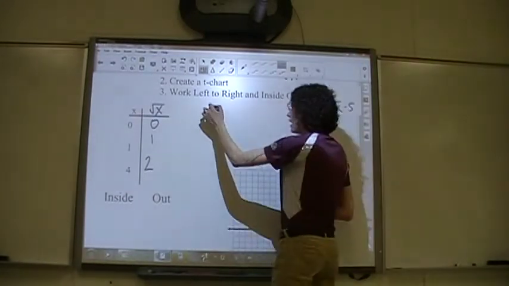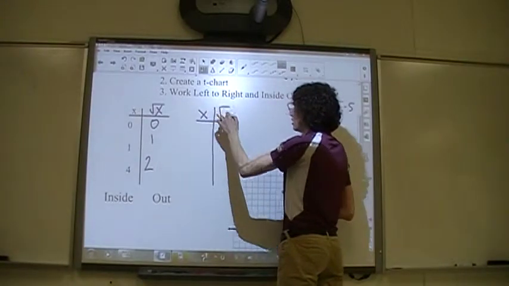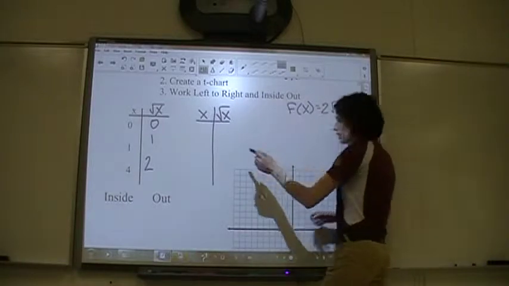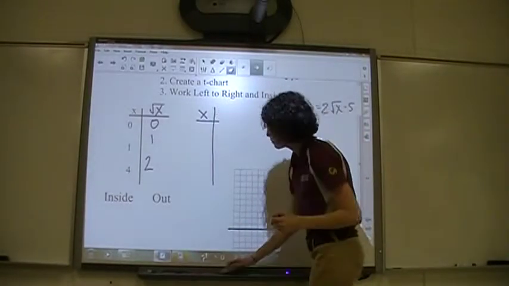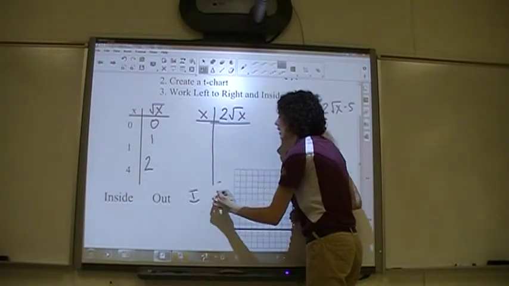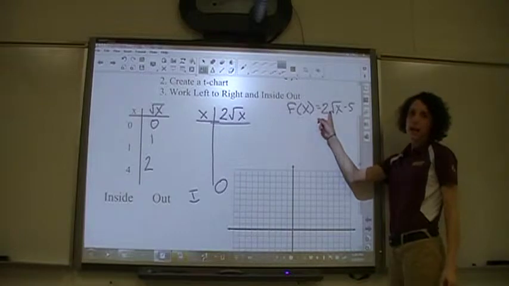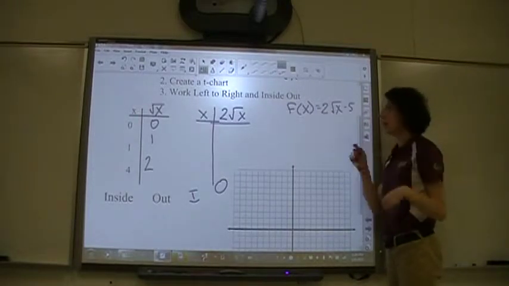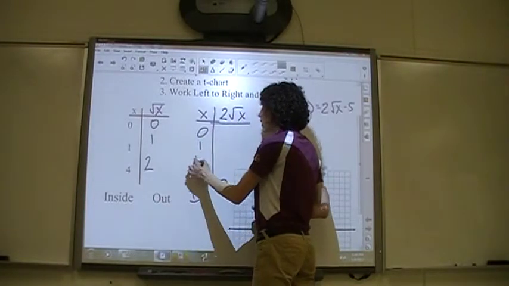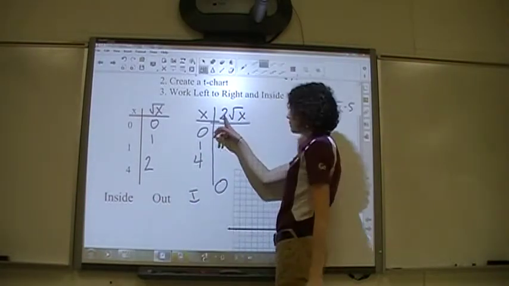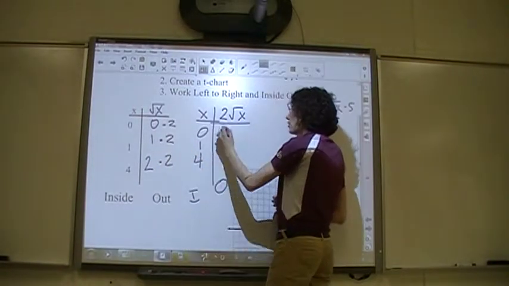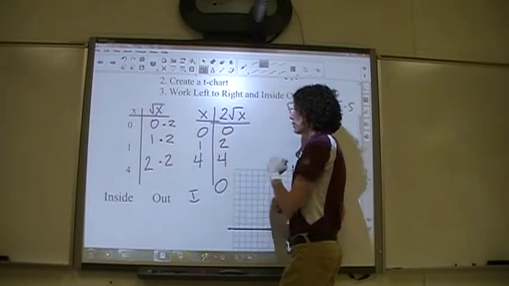All right, so if I rewrite my f of x equals 2 radical x minus 5. So I have my inside out. So the first thing that I come across, working left to right, is this 2 right here. So I want to put x, and then I'm going to have 2 radical x. So here's my inside and my outside. The 2 is on the outside. If it were on the inside, it'd be on the inside of the radical. It's on the outside, so you keep your insides the same, 0, 1, 4. Then, because I am multiplying on the outside, I want to multiply my outside numbers by 2. So I get 0, 2, and 4.